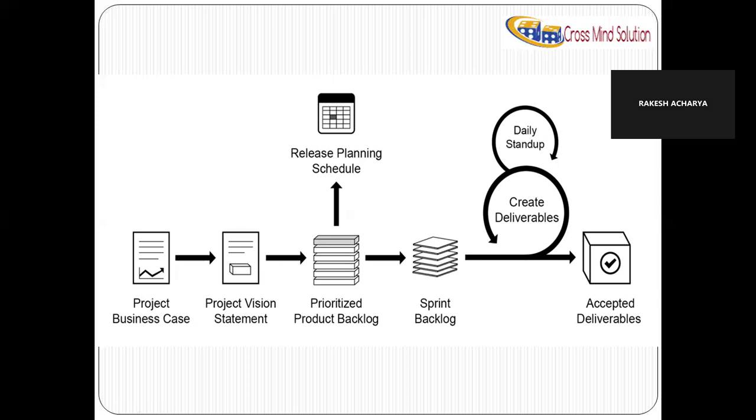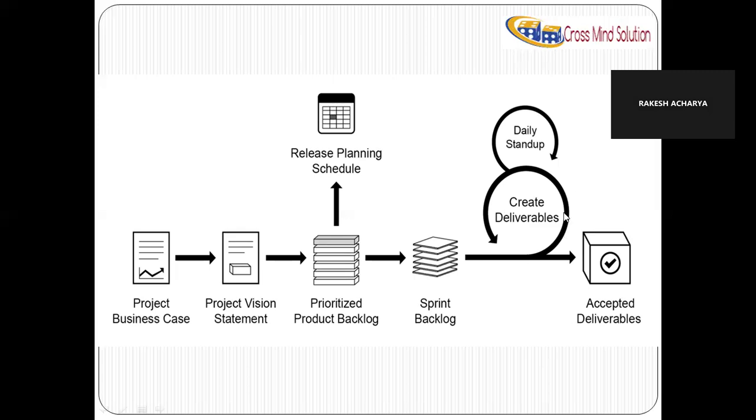From the product backlog, during a sprint planning meeting, you will create a sprint backlog. What is a sprint planning meeting? Planning meeting is nothing but developers talking with the product owner about what is your expectation in the next 2 weeks, and what is the priority item that you want us to develop. That happens in the planning meeting and that will convert into a sprint backlog.